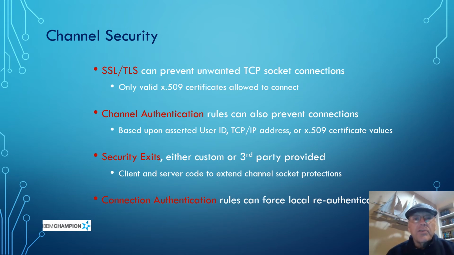We can have channel authentication rules, which are kind of like firewall rules. You can't talk to me unless your user ID is this. That doesn't authenticate it, but it says you have to assert that you're this user ID. I can say I'll only let connections in from certain IP addresses or certificates with certain properties. MQ provides the ability to extend this security and filtering process by writing specific security exits. So you can do that as well with extra code, either written by yourself or there are third-party providers out there that provide some of these exits.